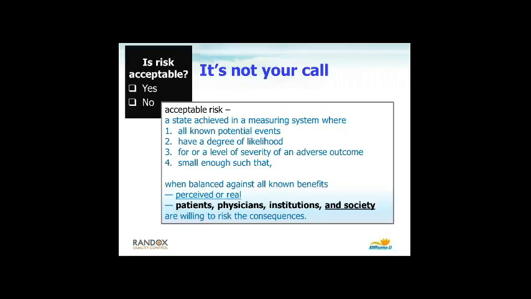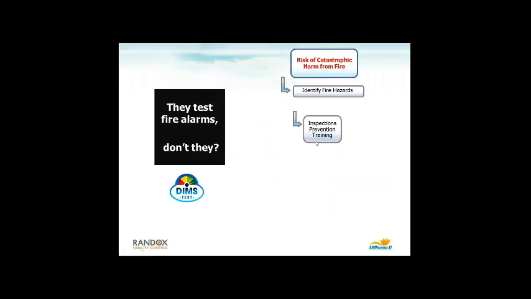I must admit, the first time I read it, my thought was, and why don't they throw in world peace? This is obscure, this is impossible. It is perhaps a tad obscure, but it is not impossible. The best analogy I came up with is they test fire alarms, don't they? There is a risk of catastrophic harm from fire. Because we know that risk exists, we identify fire hazards, we conduct inspections, we do everything we can to prevent them, we train people. We don't stop there.